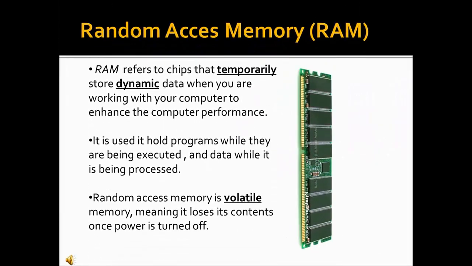RAM refers to chips that temporarily store dynamic data while we are working with our computer to enhance the computer performance. It is used to hold programs while they are being executed and data while it is being processed. Random access memory is volatile memory, meaning it loses its contents once power is turned off.